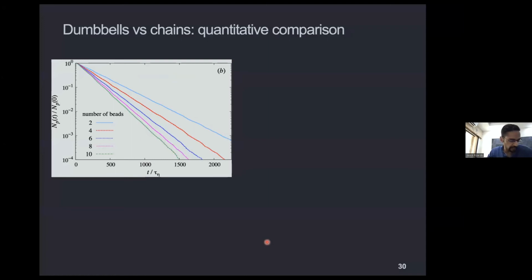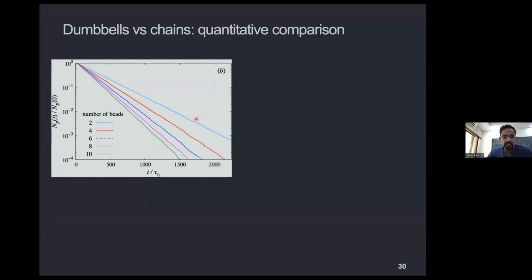Quickly, I can compare the dumbbells versus chains. So this is the decay rate, the loss of the surviving polymers in time. The slope is the decay rate for different numbers of beads. So I have used the mapping to, you can think of this as if I have a given polymer, I can model it with increasing resolution by increasing the number of beads.